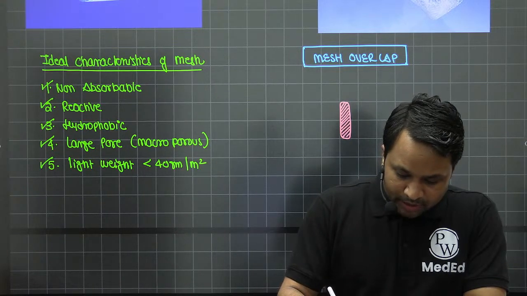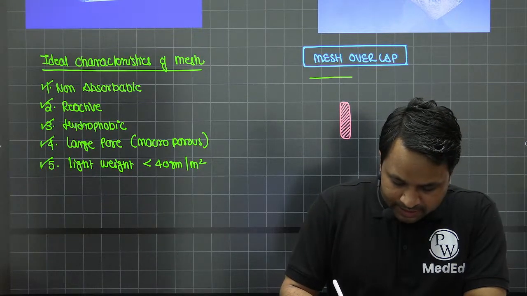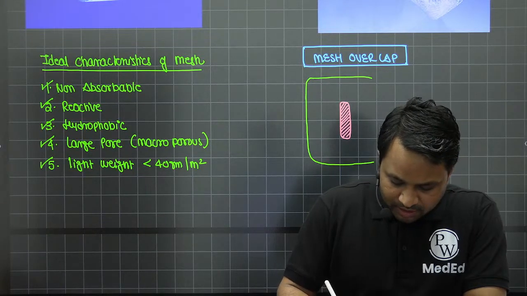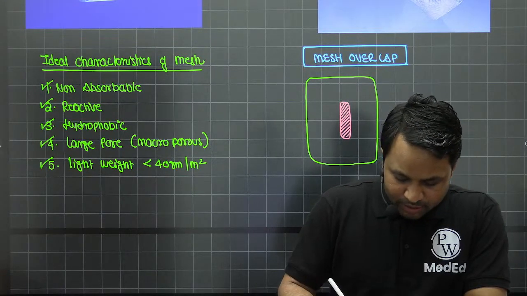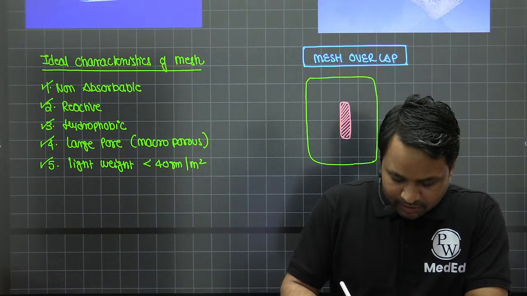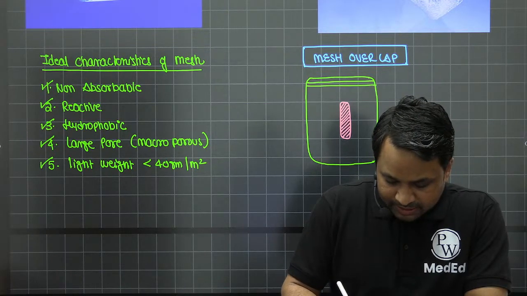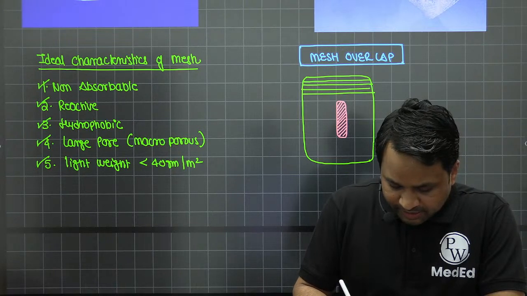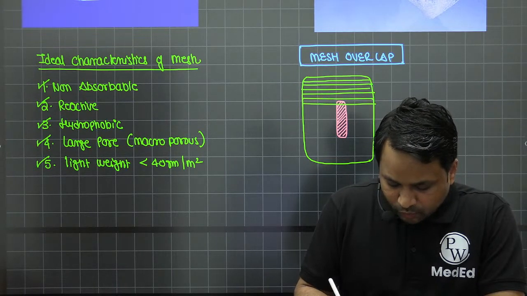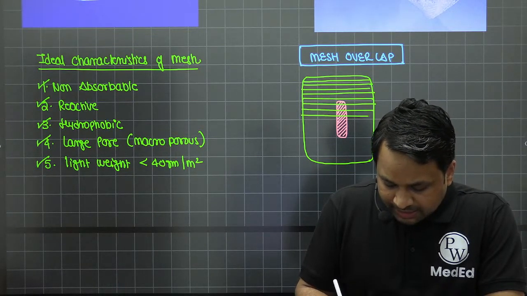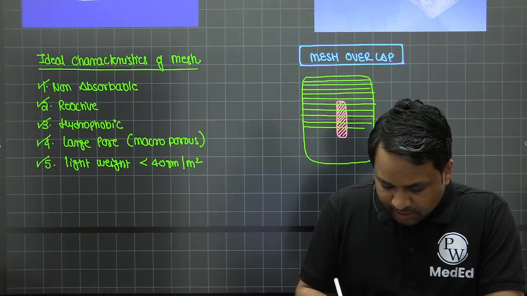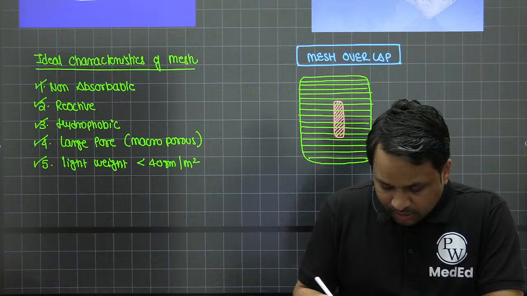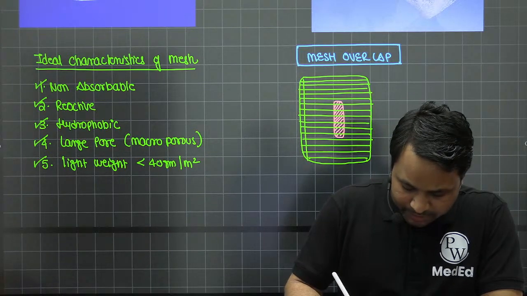Now, when you are putting a mesh, there's something called an ideal overlap. That means when you put the mesh, you cover the defect in all the areas that are present. So you have put the mesh, and the mesh is covering this entire area. But if you observe very carefully, I could have only kept the mesh at the site of the defect, but I made sure that it is covering a wider range. This is what we call the mesh overlap.